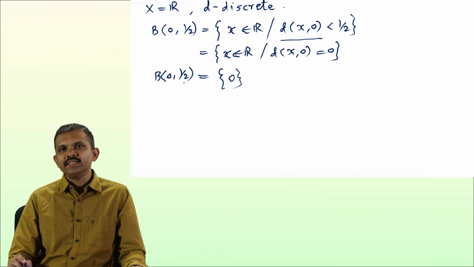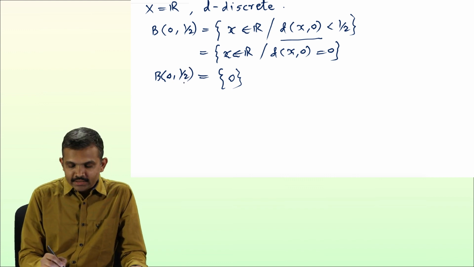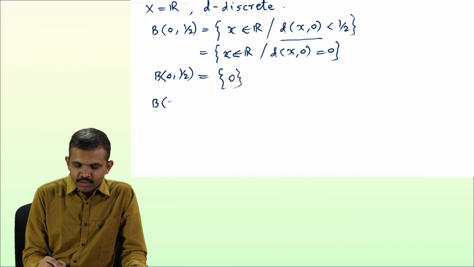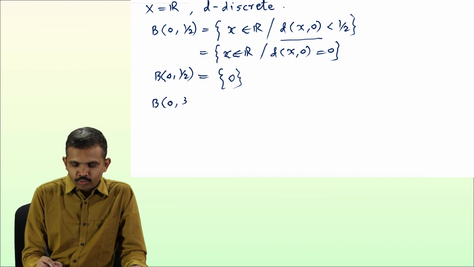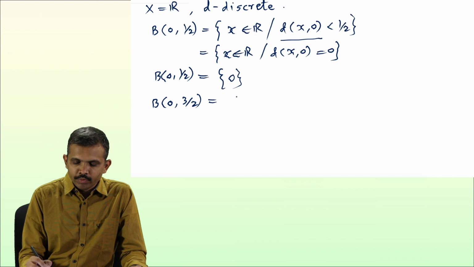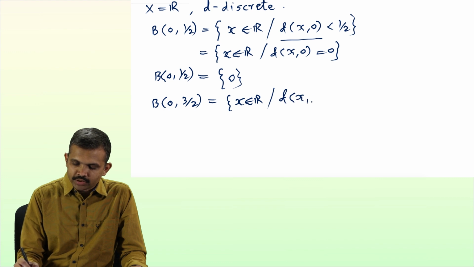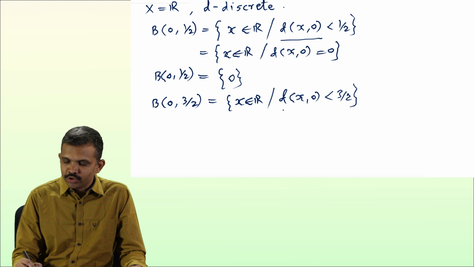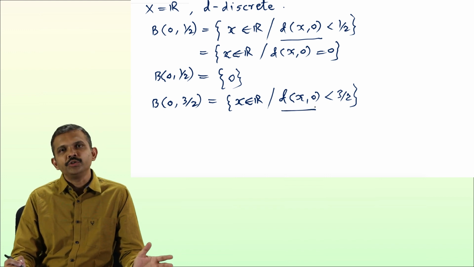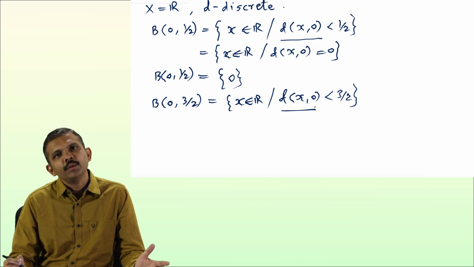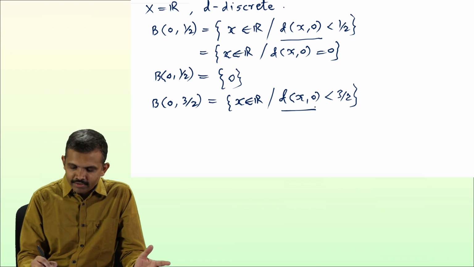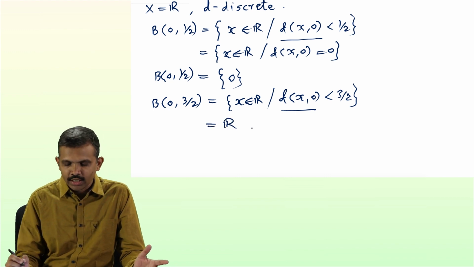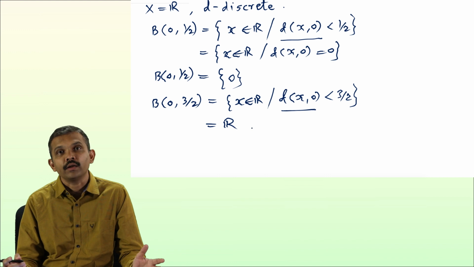So, this open ball is a singleton set, whereas if I now ask what B(0, 3/2) is, then it is going to be all the real numbers satisfying the condition d(x, 0) less than 3/2. Now d(x, 0), as we know, has just 2 values, 0 or 1, and both of them are less than 3/2. That means every real number satisfies this condition, and hence B(0, 3/2) becomes R.